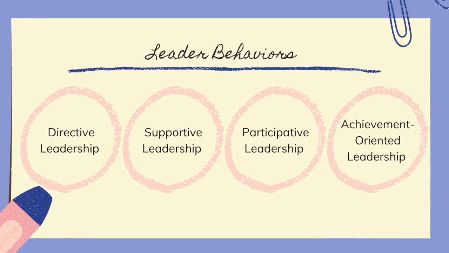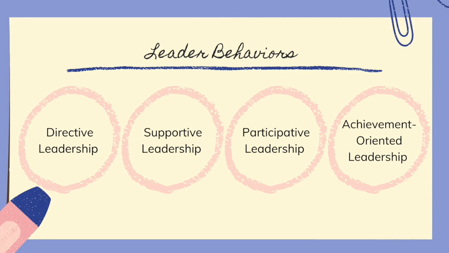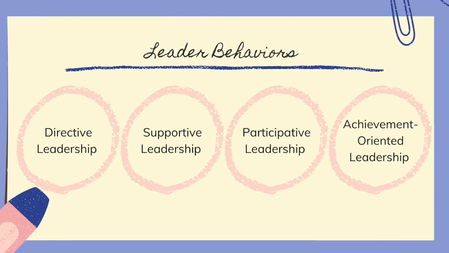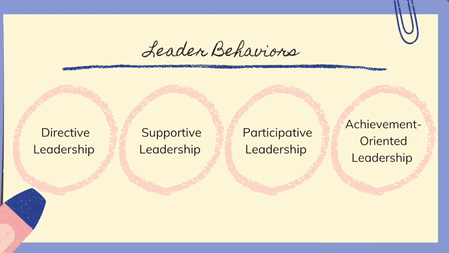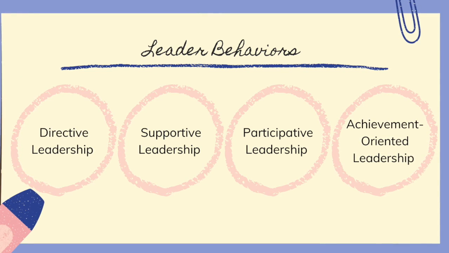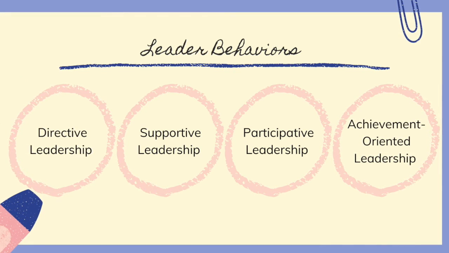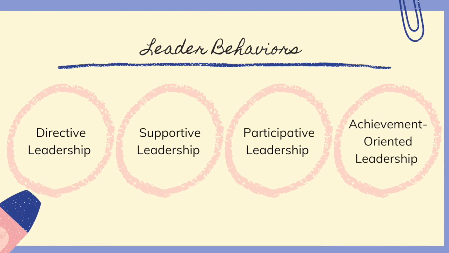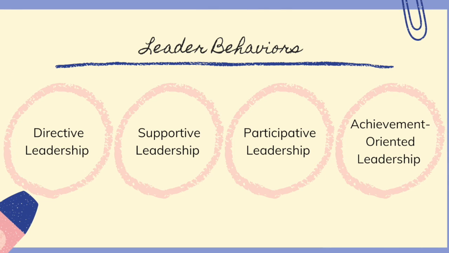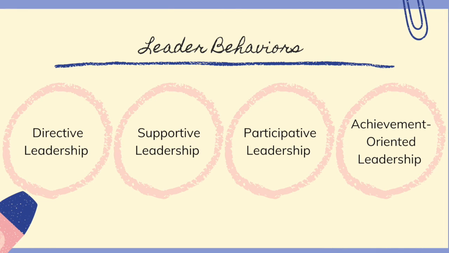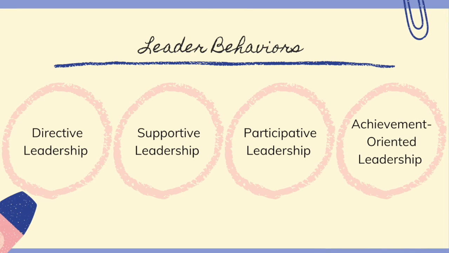Supportive leadership is friendly and approachable. Leaders are sympathetic towards followers' well-being and their needs. Participative leadership invites followers to share in the decision-making process. Leaders consult followers, value their ideas and opinions, and integrate them into the decision. Achievement-oriented leadership challenges followers to be the best that they can be. Leaders encourage followers to perform at a high standard of excellence.